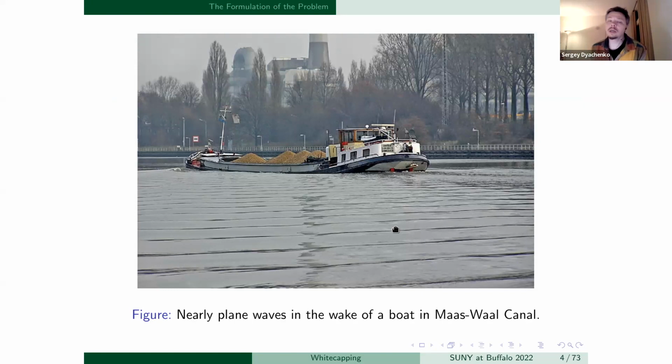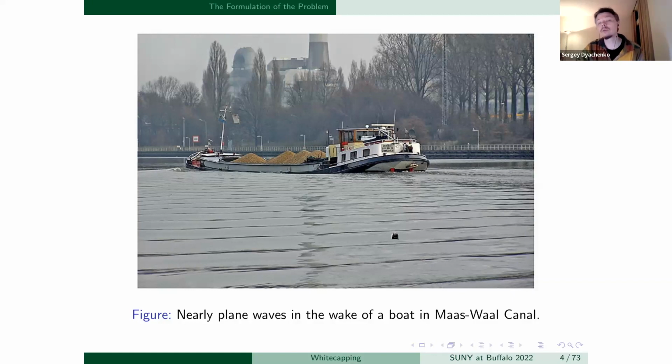Here you see a photograph of the wake of a boat in a canal in Netherlands. And here you see that the shape of the waves in the wake of a boat looks like it's almost parallel waves. Can you guys see my mouse too, or not? Oh, cool. So you can see that the wake of the boat consists of roughly parallel waves, and there's very little that's going on in the transverse direction to the propagation of these waves. Most of the surface changes in the direction perpendicular to the wavefronts.